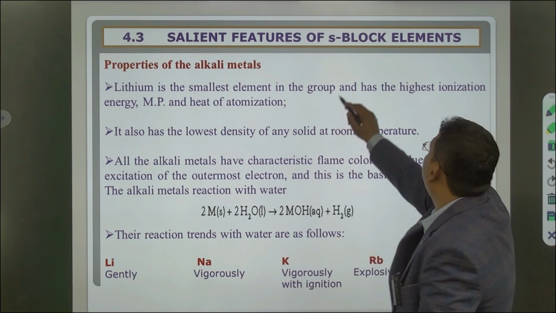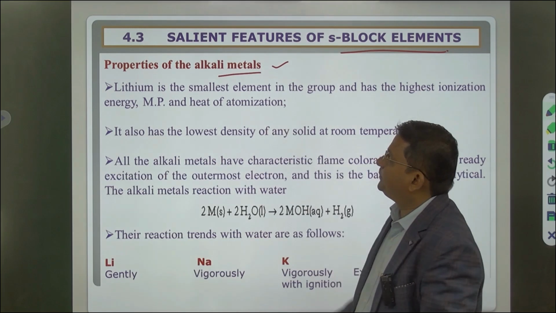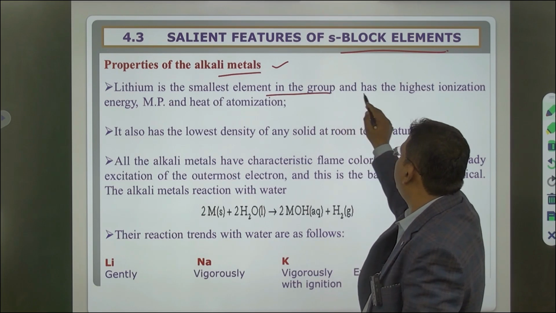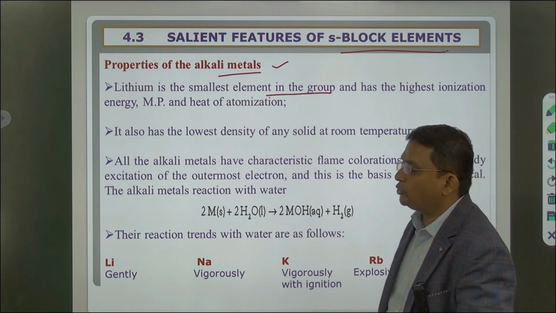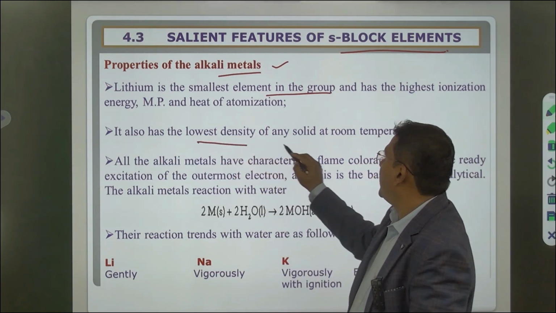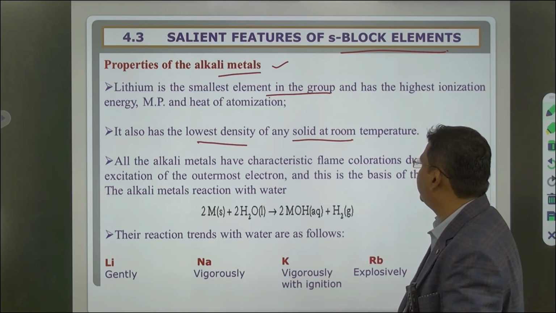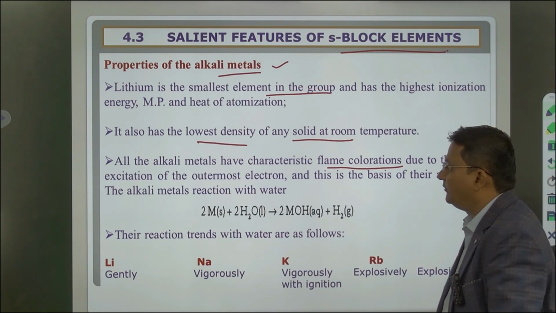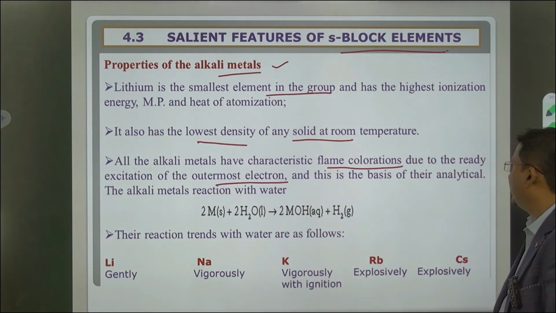Salient features of s-block elements. Properties of alkali metals. Lithium is the smallest element in the group and has the highest ionization energy, melting point, heat of atomization. It also has the lowest density of any solid at room temperature. All alkali metals have characteristic flame colorations due to the excitation of the outermost electron, and this is the basis of their analytical detection.